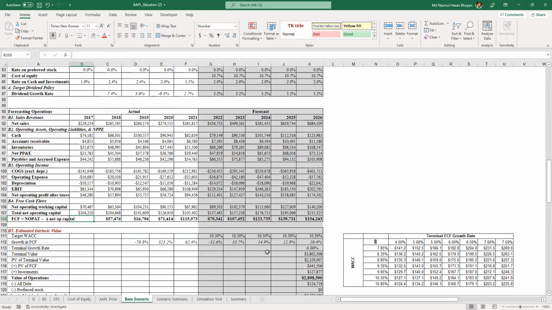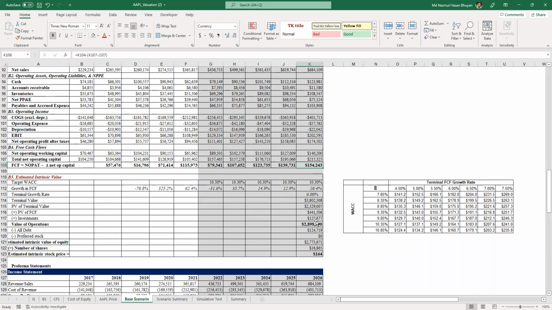Then we are going to calculate our free cash flow to the firm. So free cash flow to the firm is the difference between net operating profit after tax and changes in net operating capital. So here you can see net operating profit after tax minus the changes in net operating capital. This is how we calculate our free cash flow to the firm every single year.